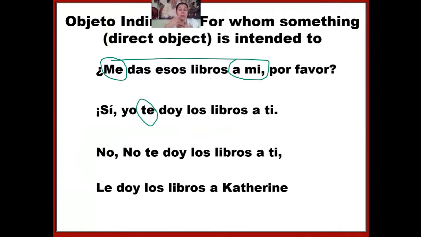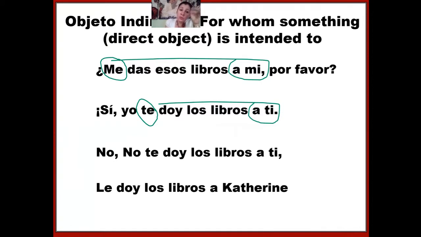Now the other person is responding, and is addressing it as you, not as me. So: yo te doy los libros a ti. Those two pieces go together, te and a ti. Te is the indirect object pronoun, and a ti is the prepositional phrase that clarifies or emphasizes the indirect object, for whom the books are.